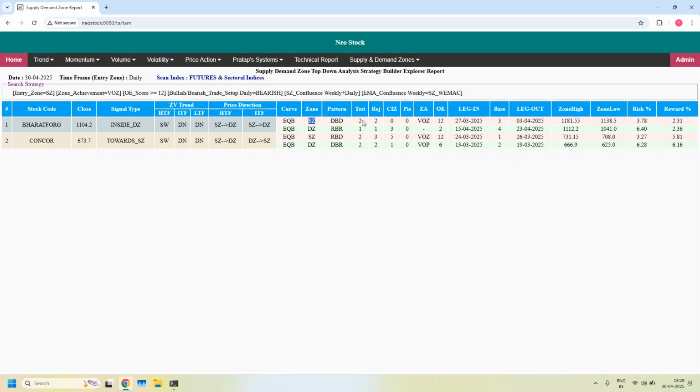Maybe that is the reason why. See, the first one is already tested 2 times. Second one is also tested 2 times, including rejection. 3 times it is tested.